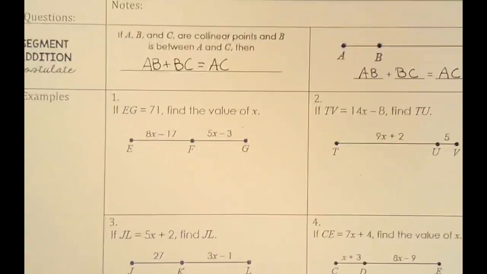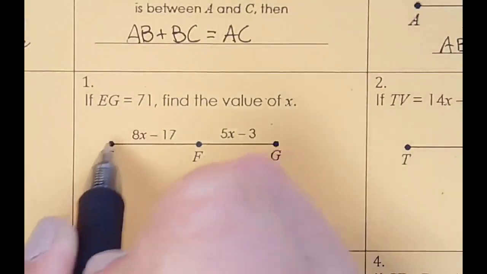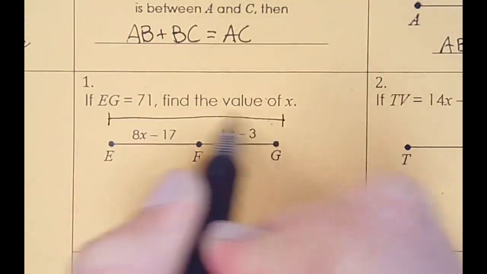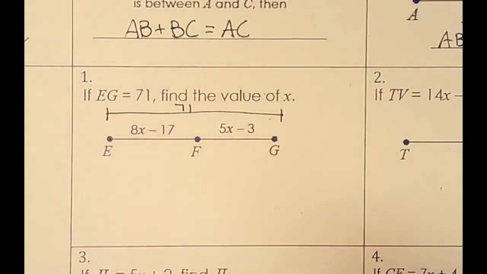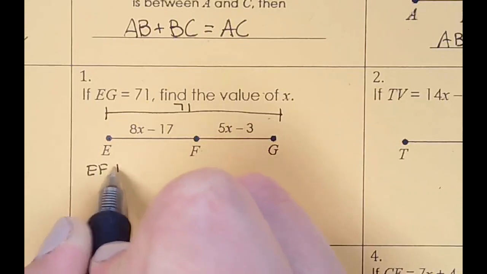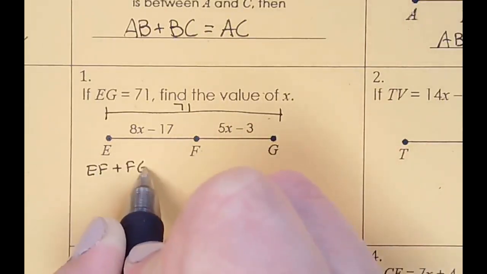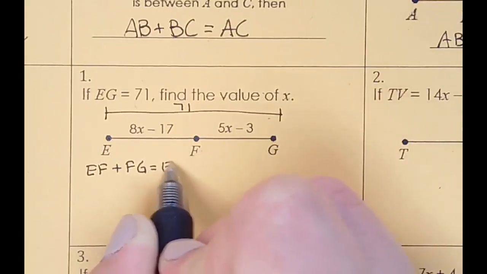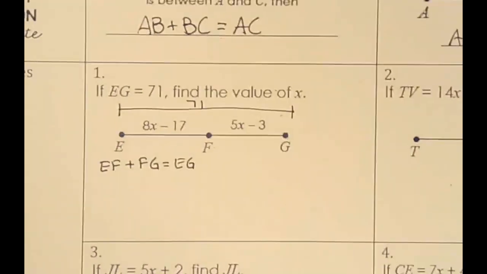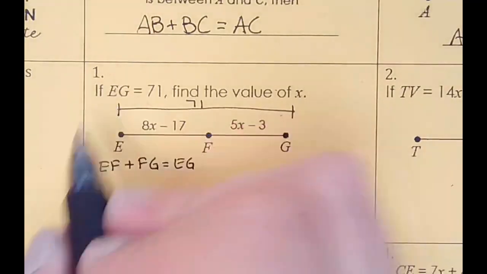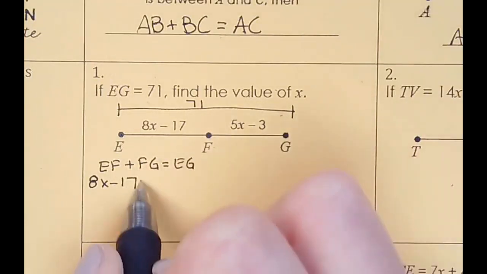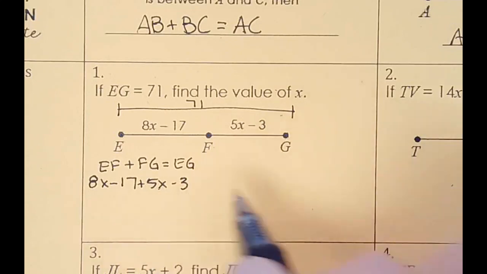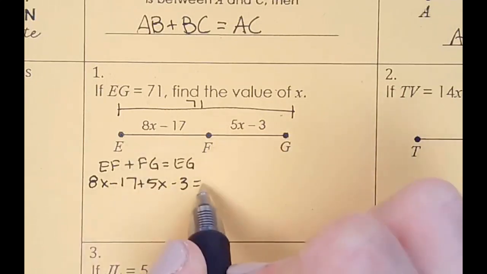First example, number 1. If EG is 71, so from here all the way to here is 71, find the value of X. Okay, so what I need to do here is set it up like we did up here. So the first section, EF, plus the second section, FG, equals the entire segment, EG. Now plug in. I know that EF, from E to F, is 8X minus 17. From F to G, that's a positive 5X minus 3. And from E to G, that's a total length of 71.